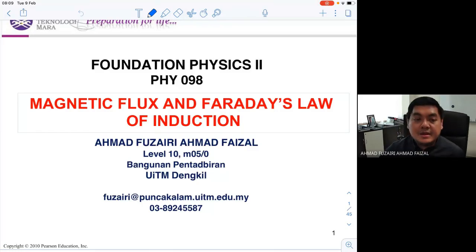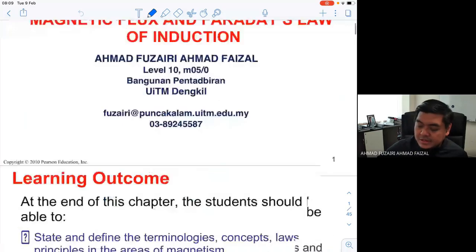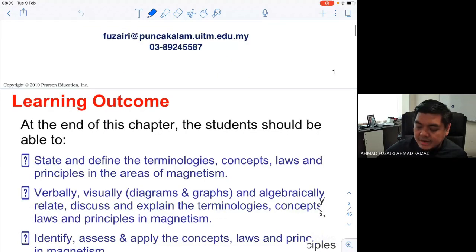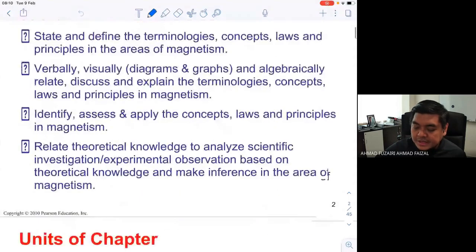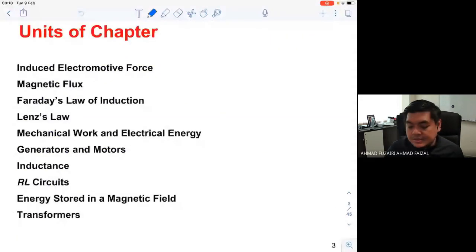Right now we want to learn the new topics about magnetic flux and Faraday's laws of induction. So what is magnetic flux? Before this we learned about magnetic force and magnetic fields, and now it is magnetic flux. So let's take a look. These are the learning outcomes of this topic, and these are the units of the chapter.